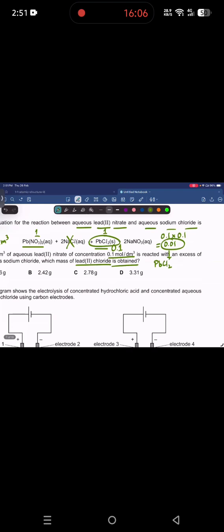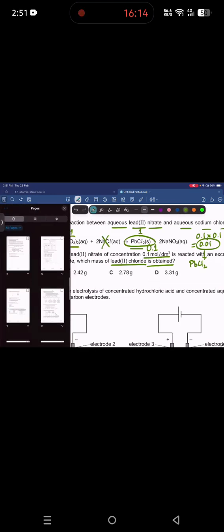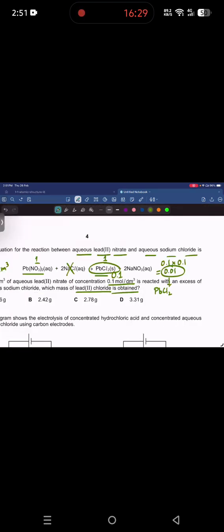Now, to find the mass of lead chloride, we have to check the periodic table, and the periodic table is already given to us in the paper. Lead is 207 and the 2 chlorine, lead is 207 plus 2 chlorine is 71.